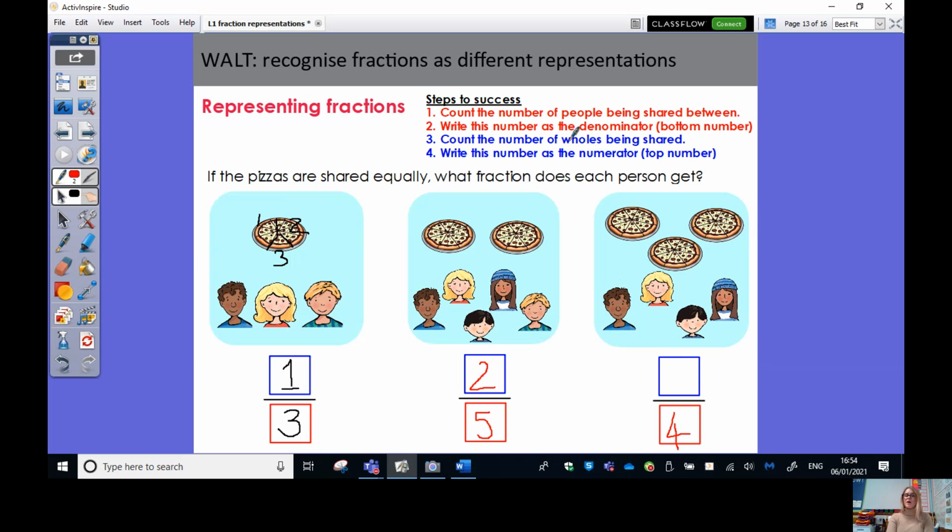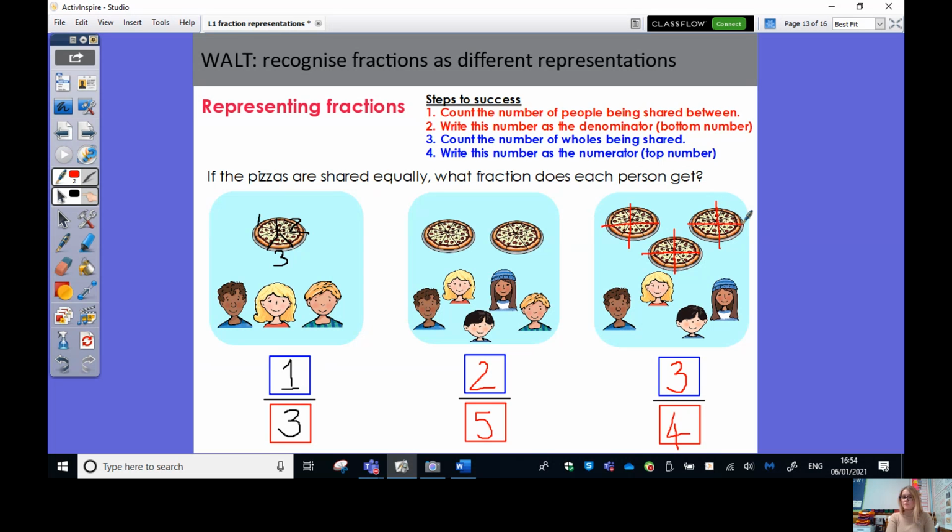Then I need to count the number of wholes being shared. So how many wholes are being shared? How many whole pizzas in this case? Fantastic, there are 3, and that needs to go on my numerator. So I'm just going to show you how this will work. So if I was to split these pizzas, obviously that's not quite equal, so we'll just imagine the pieces are equal, because Miss Jones' drawing on the mouse is not very accurate.